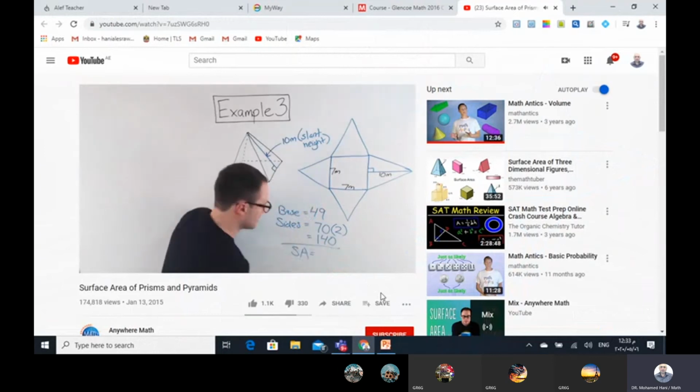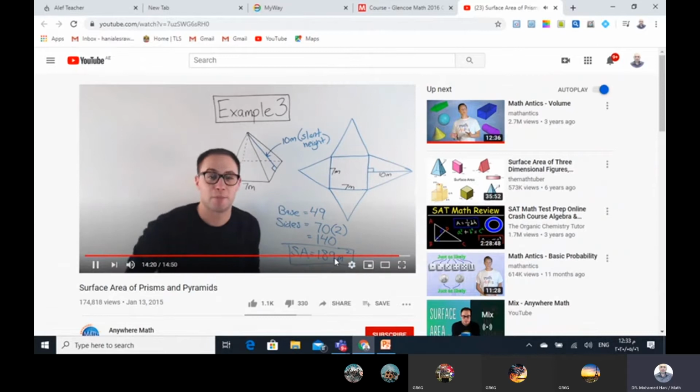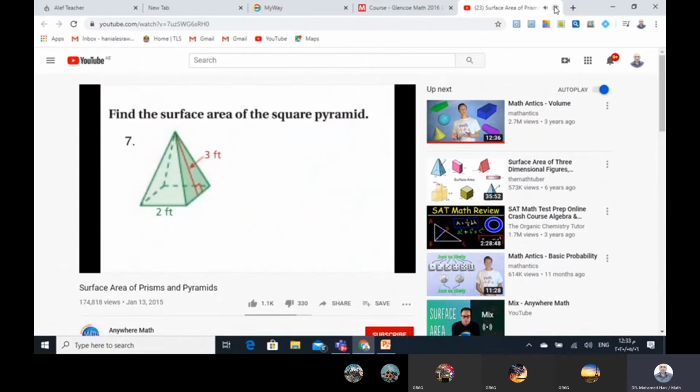And finally, surface area, add it all up. 140 plus 49 is 189. Units will be meters squared. Here's an example to try on your own.